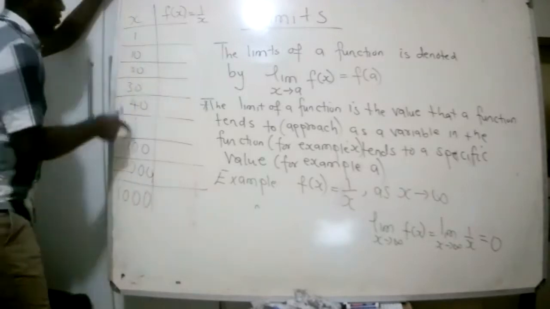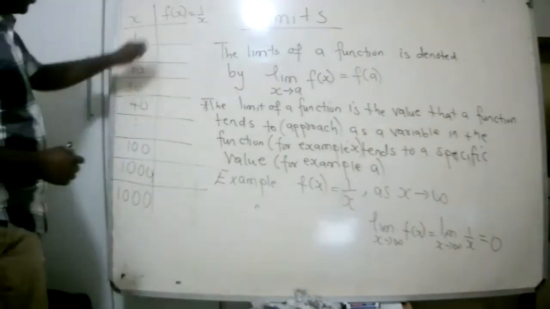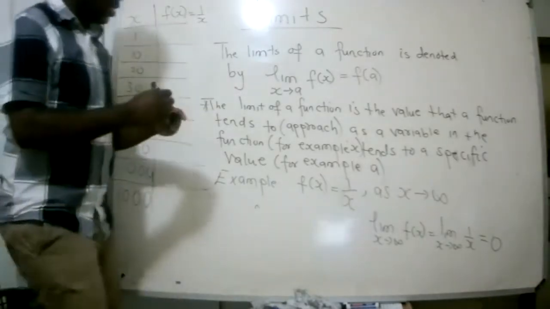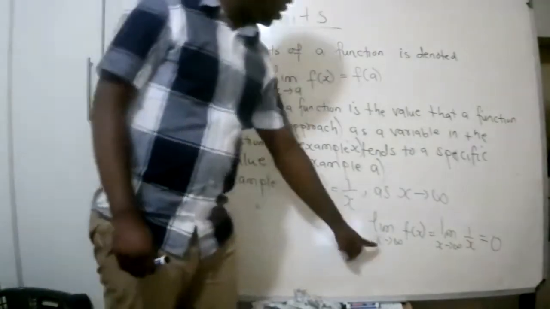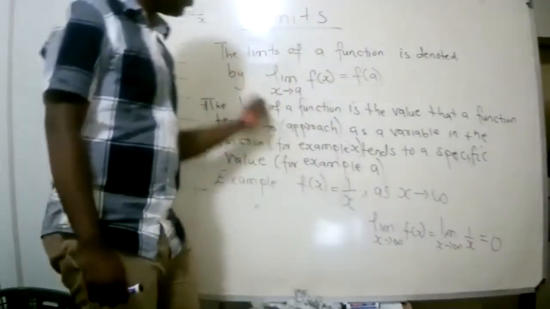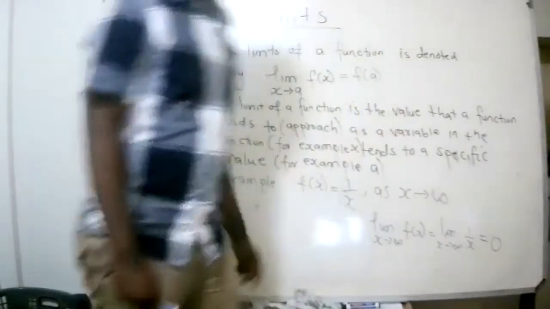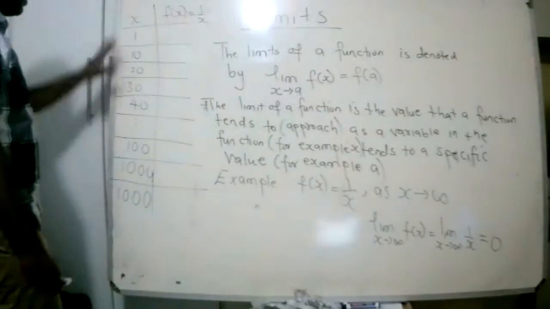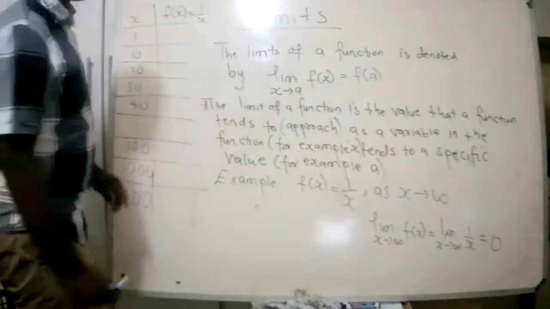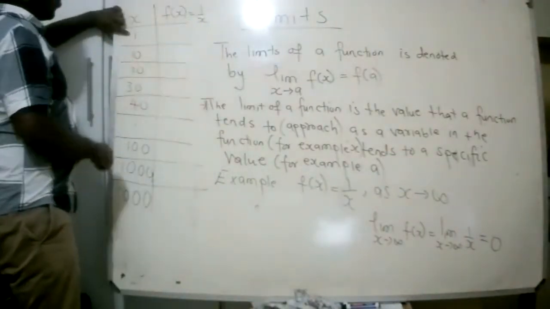So I jumped some values purposefully because we want to investigate when x approaches infinity, when this x increases from any number up to infinity, what happens to the function y? It's what we want to investigate because that gives us a background of the limit. So now let's start with 1 here.